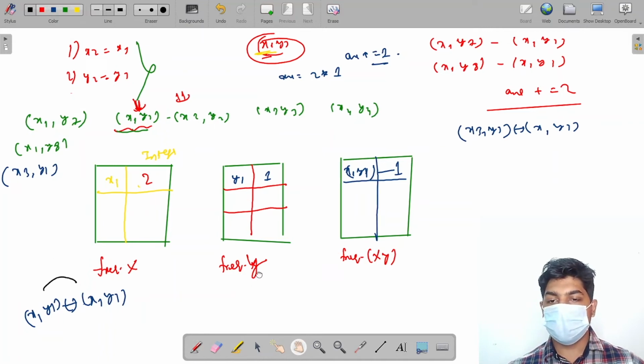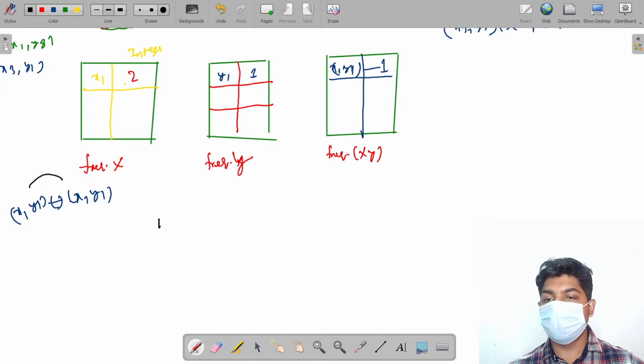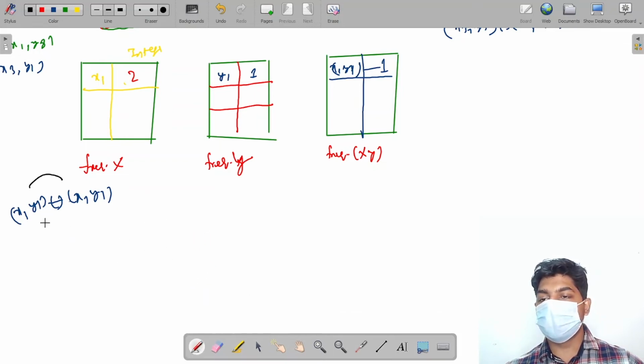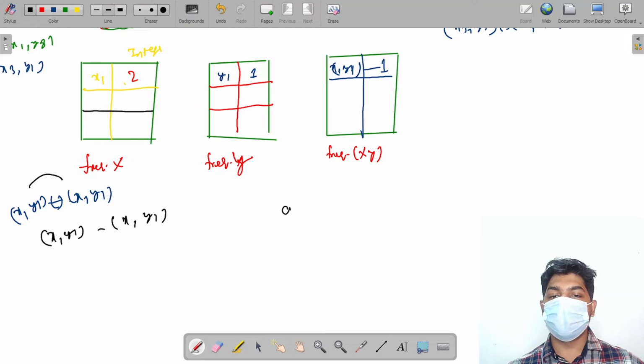Okay, let me explain it over here. We have to avoid this case. We have to not pair a comma a, b comma b. We have to avoid such pairs, right? So in the frequency map, when I pair up x1 comma y1 with x1 comma y1, what will happen in the frequency map? I will have an answer.